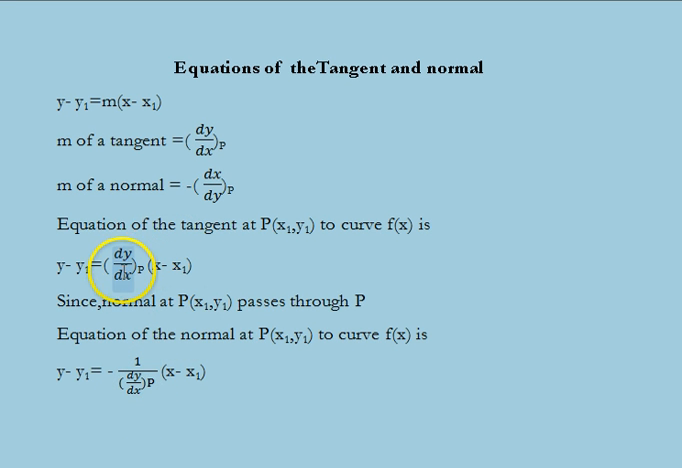Here, if dy/dx at point P is equal to infinity, then the tangent at point x1, y1 is parallel to the y-axis and its equation is x equal to x1. And if dy/dx at point P is equal to 0, then the normal at point P with coordinates x1, y1 is parallel to the y-axis and its equation is given as x equal to x1.